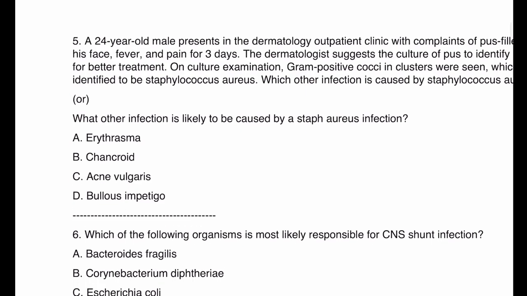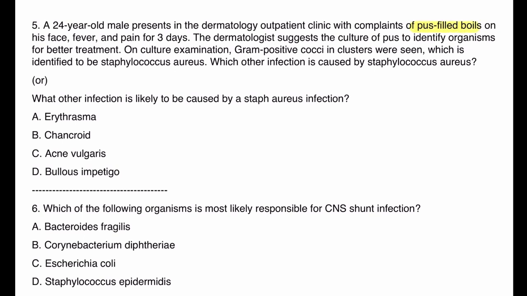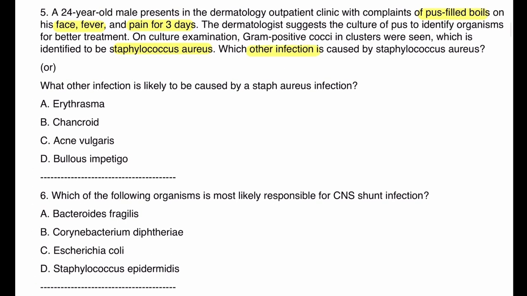Now the next question, they are asking that a patient visited the dermatology outpatient with pus filled boils. There is also pain and fever. Now culture shows Staph aureus. That is important. What other infection can be caused by this? Okay, remember erythrasma is a corynebacterium disease. Chancroid is Haemophilus ducreyi, acne vulgaris is Propionibacterium or Cutibacterium. So bullous impetigo will be the answer. Remember bullous impetigo, cellulitis, furuncle, folliculitis. Okay, the most common cause of these is Staphylococcus aureus.